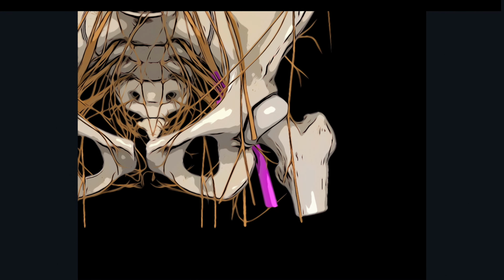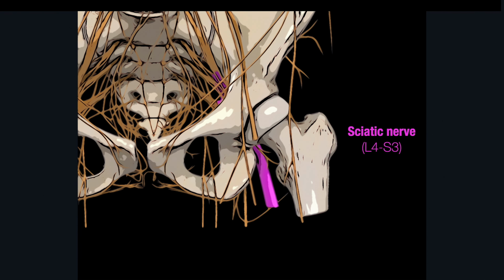Let's focus a little more on the sciatic nerve. The sciatic nerve arises from the ventral rami of spinal nerves L4, L5, and S1 to S3. It is the largest nerve in the body with both motor and sensory functions, and tibial and common fibular divisions.